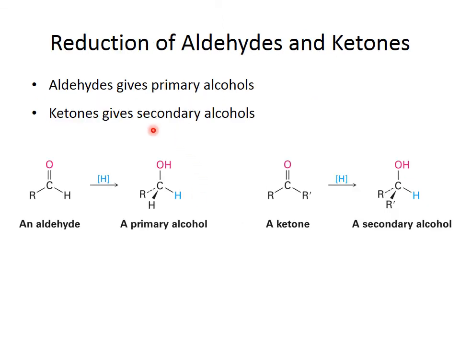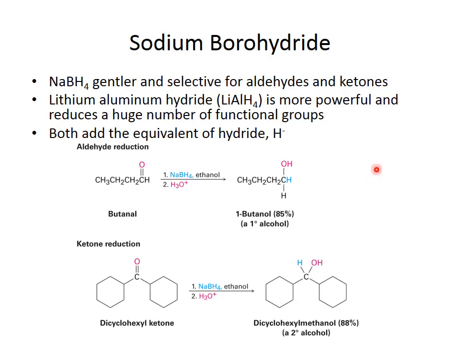So what are some of the specifics? Well, we can reduce an aldehyde, notice it's on the end of a chain, into a primary alcohol, which is also on the end of a chain. Or we can reduce a ketone, which is a carbonyl in the middle of a chain, to a secondary alcohol, which also is in the middle of a chain. The reagents that we will use for this are sodium borohydride or lithium aluminum hydride.